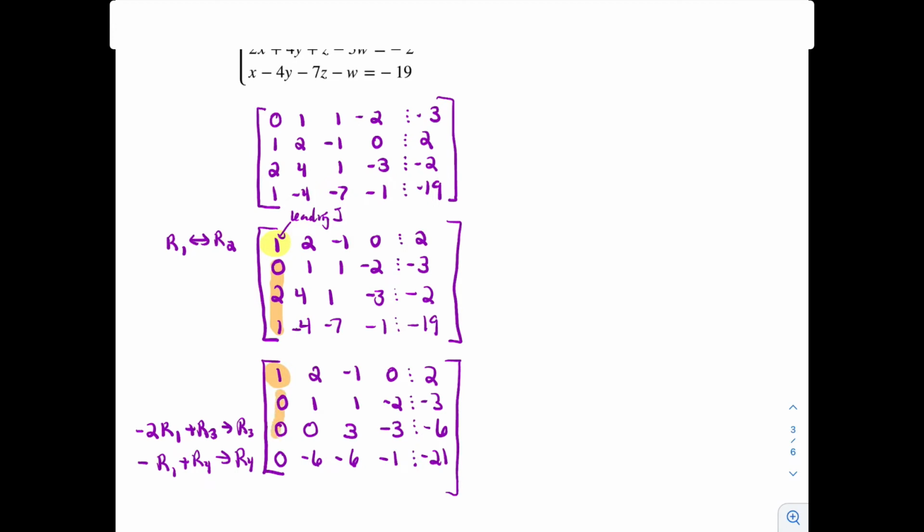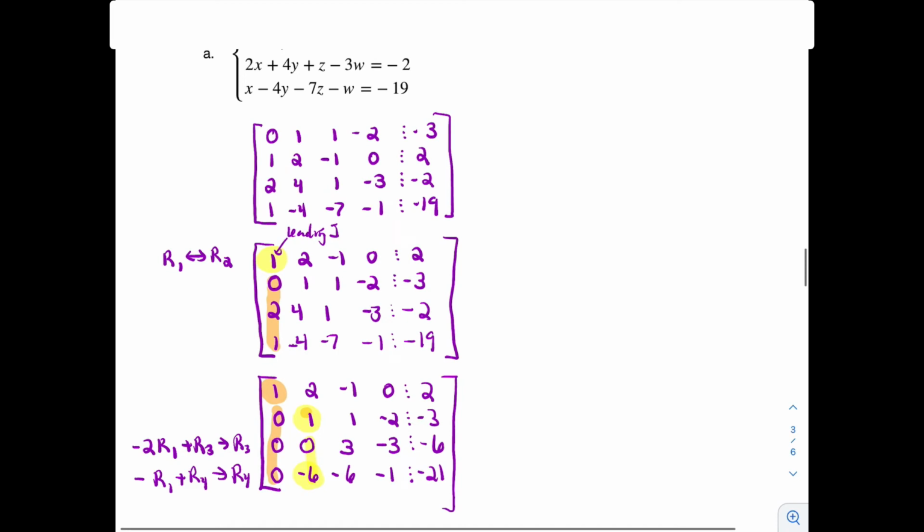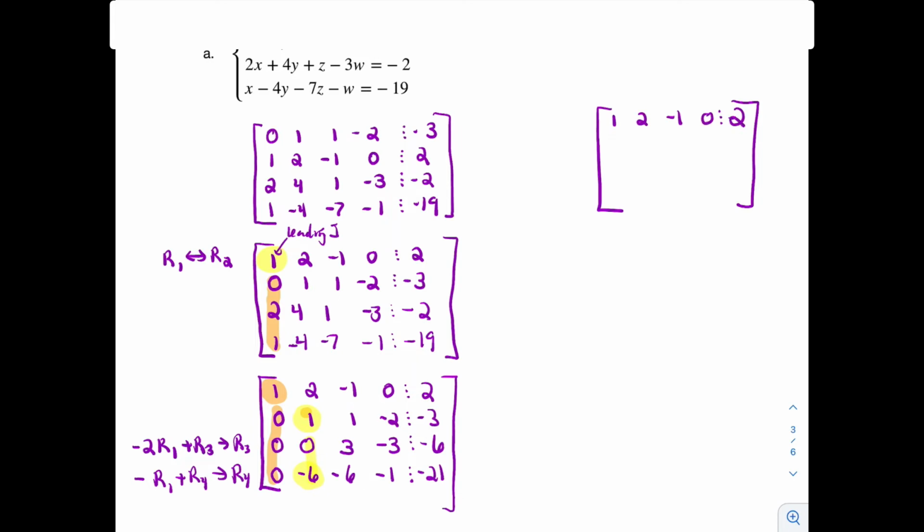So my next goal is to move to row 2. Now I'm looking at my second row, second column, and making that a leading 1. It's already a leading 1, so I don't have to do that step. That means below that leading 1, I need all zeros. The only one that's not a 0 is in row 4, so I'm only going to be working with row 4. I'm going to copy down rows 1, 2, and 3 the same as in the last matrix.